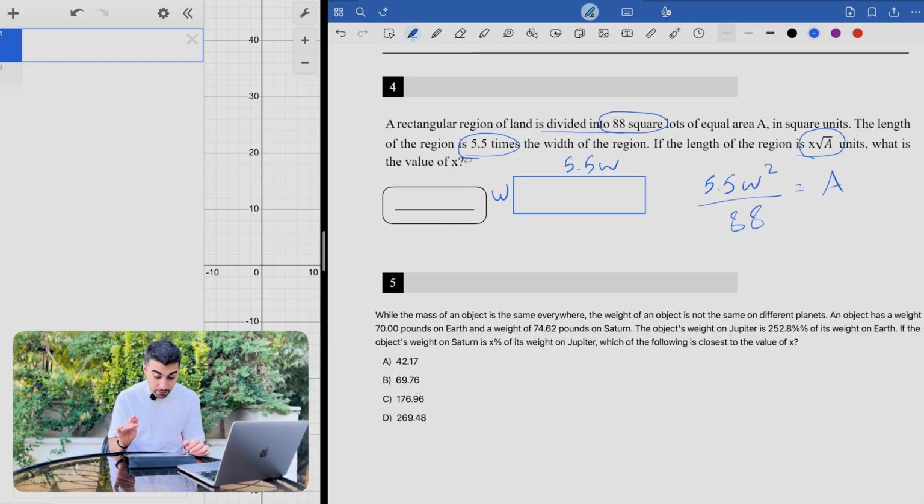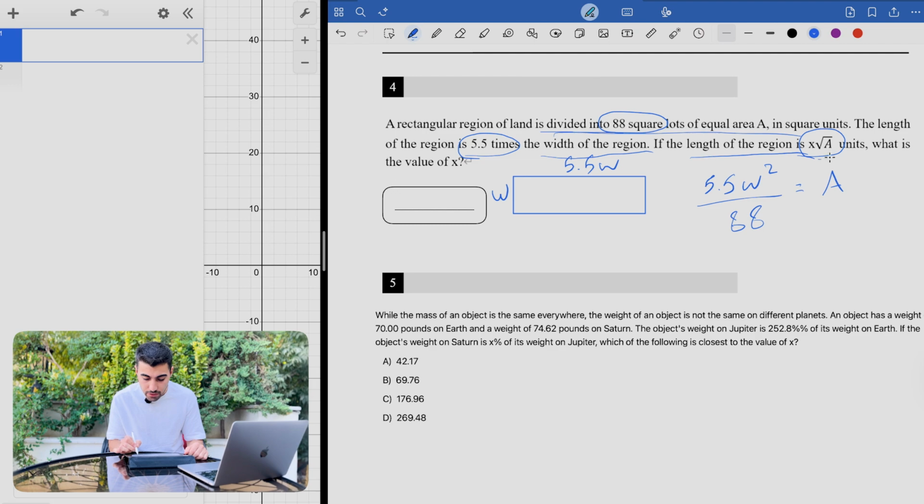And so this is our first equation that we got. We found the area of the rectangular region divided by 88 and set it equal to A. That's what the first sentence already told us. So this is basically a geometry word problem, where you need to translate the sentences into equations. It's going to give you a system of equations, and then you plug it in and solve it. Easy.